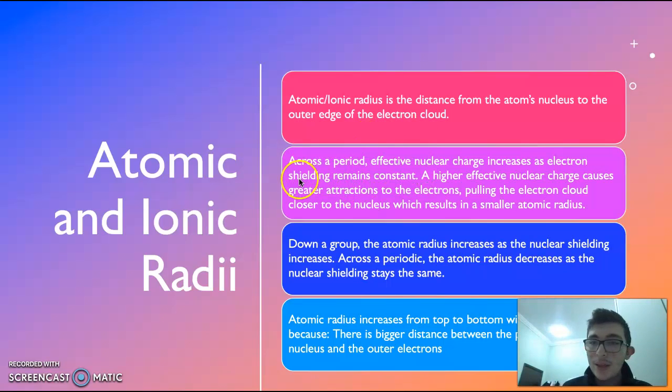Now, in terms of electron shielding, down a group, the atomic radius increases as the nuclear shielding increases. Across a period, the atomic radius decreases as the nuclear shielding stays the same. The atomic radius increases as the nuclear shielding increases because the core electrons are repelling the valence electrons, therefore it becomes bigger. Now, in terms of Coulomb's law, atomic radius increases from top to bottom within a group because there is bigger distance between the protons in the nucleus and the outer electron.